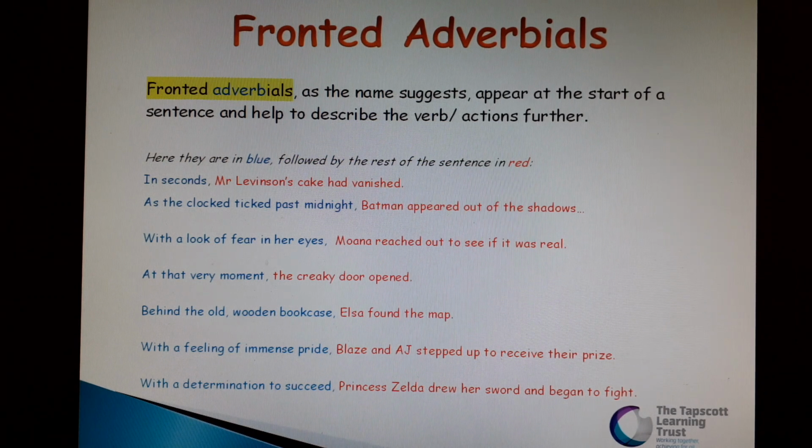In seconds, there we go, that's our fronted adverbial: Mr. Levinson's cake had vanished. Or it's probably Mr. Hope again. As the clock ticked past midnight, Batman appeared out of the shadows. With a look of fear in her eyes, Moana reached out to see if it was real. At that very moment, the creaky door opened. Behind the old wooden bookcase, Elsa found the map.